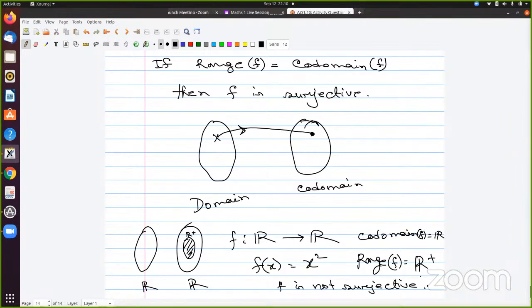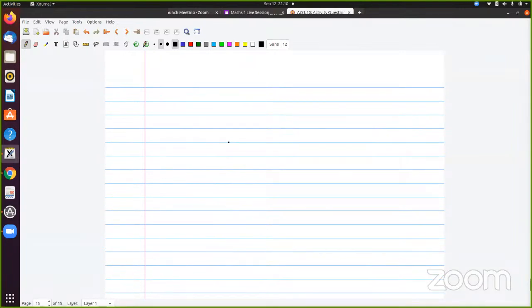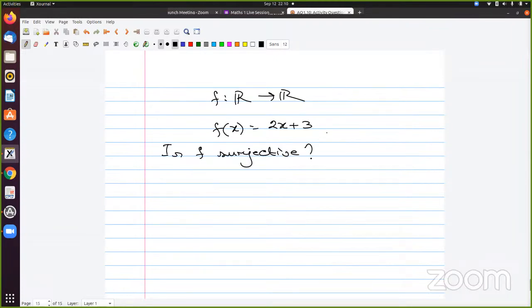Clear? What about this function? Is this surjective? Why? For every value we will find some input. What is the range of this function? First tell me. Can I get any real number as an output?